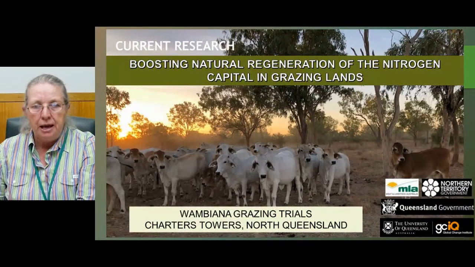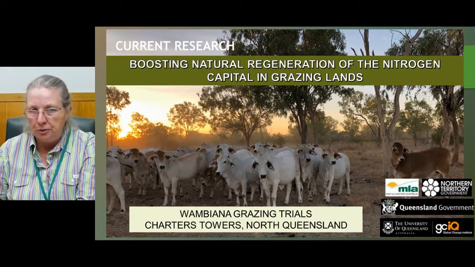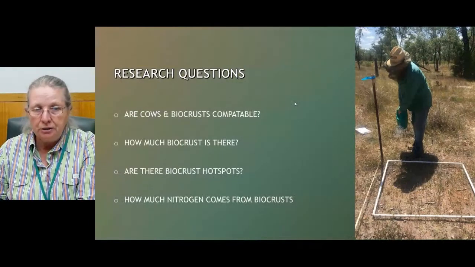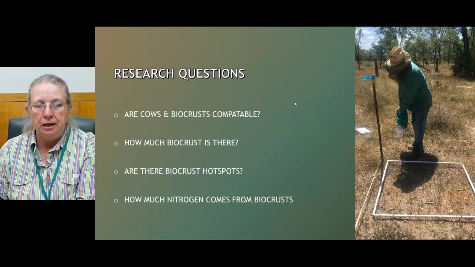So the other part of our research is based at Wombiana near Charters Towers there, the grazing trials, and this is still part of this boosting the natural regeneration of the nitrogen capital in the grazing lands. Our research questions there are based around, are cows and crusts compatible, and how much biocrust is actually there, and are there biocrust hotspots and what are they? And we also want to know about the nitrogen, of course, because that relates to plant protein, which is always important.